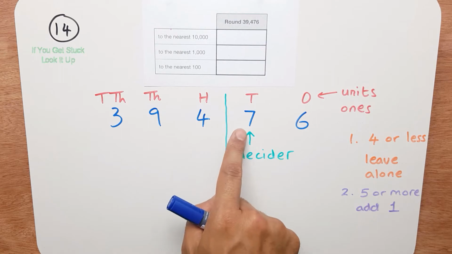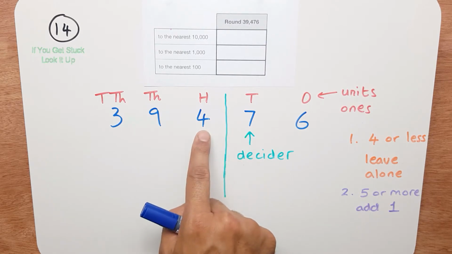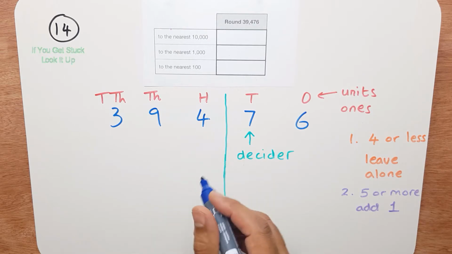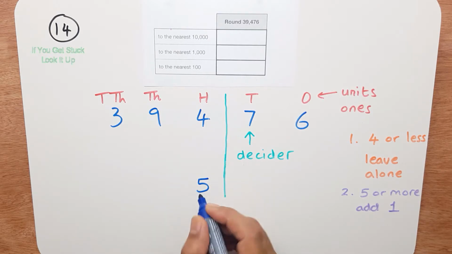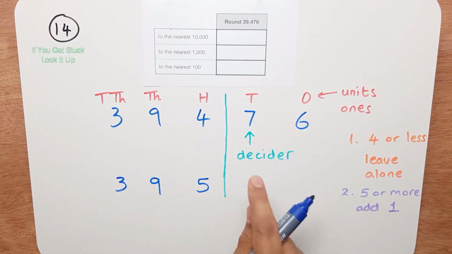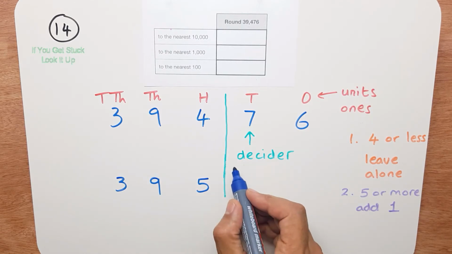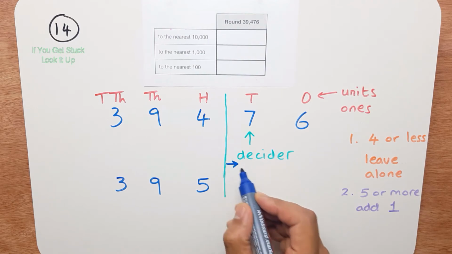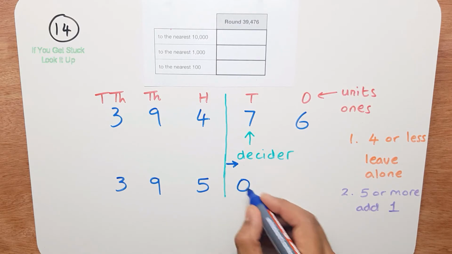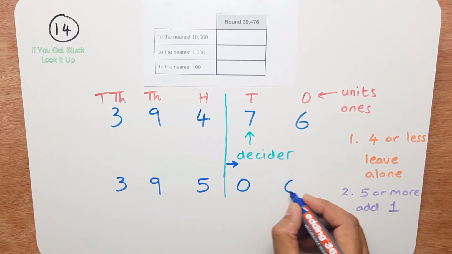So remember this, that's the decider. That decides what happens to this. And because this is 5 or more, we add 1 to this. So the 4 becomes a 5 and these two stay the same. Now I want you to understand this. Everything to the right of that line turns to 0. So the 7 becomes a 0 and the 6 becomes a 0.